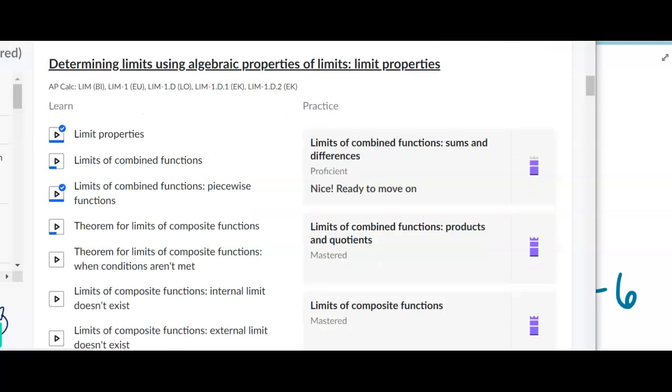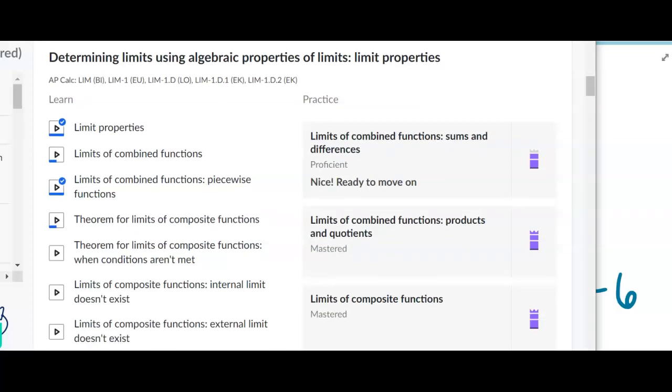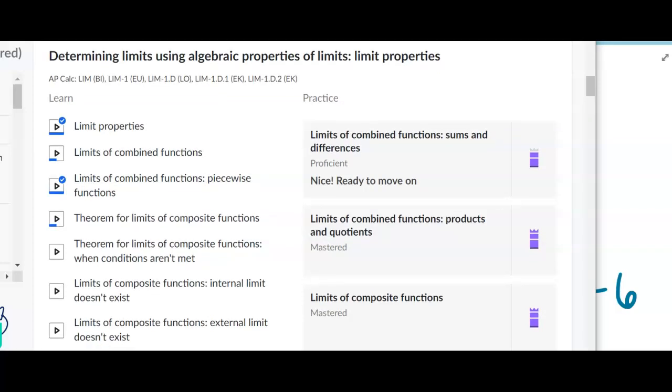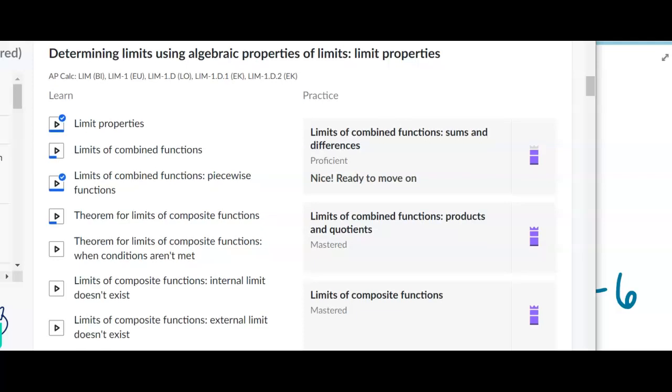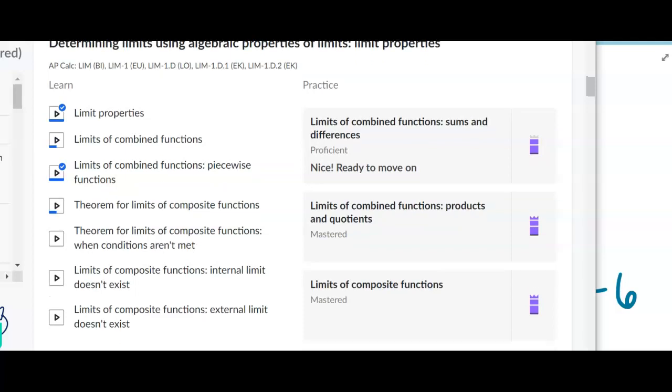If I'm looking at today's lesson, determining limits using limit properties, I have some different videos I can watch over limits of combined functions, properties. We didn't talk much about the piecewise functions one, but otherwise we talked about the rest. And they have different practices, too, which I will have you practice during class with me. So that's going to come. And I will say, you might get a couple of difficult ones, like some of those last few we did.